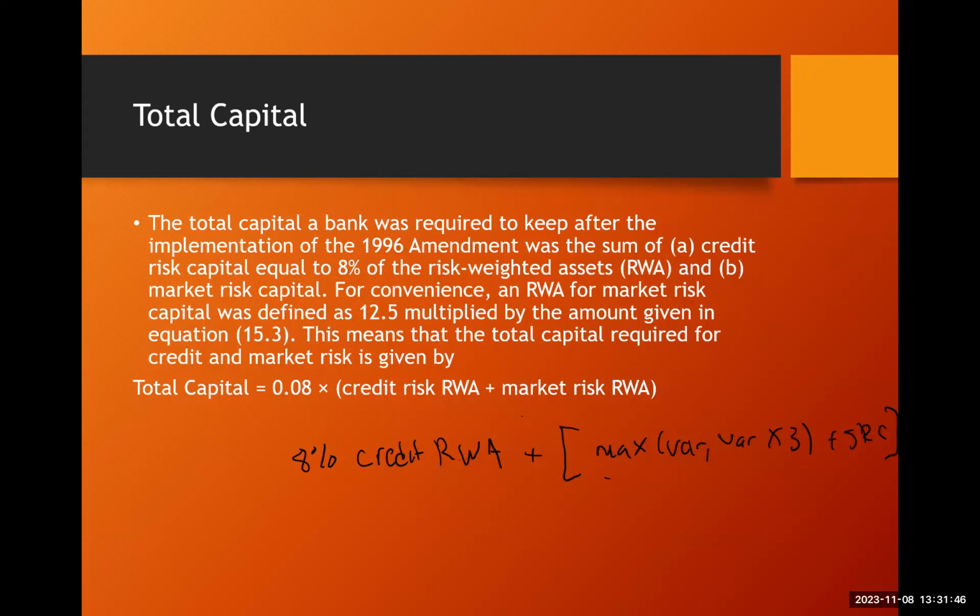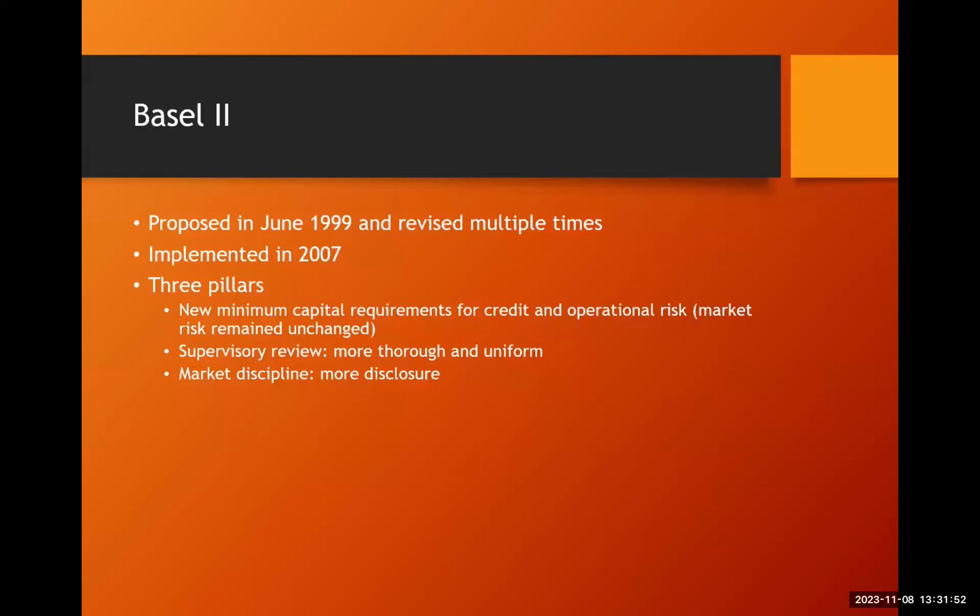There was continued work trying to improve Basel I, and that turned into Basel II, which unfortunately came out right before the housing market collapse. And so it had to be quickly amended afterwards. But it was implemented in 2007, and there were 3 pillars to Basel II.